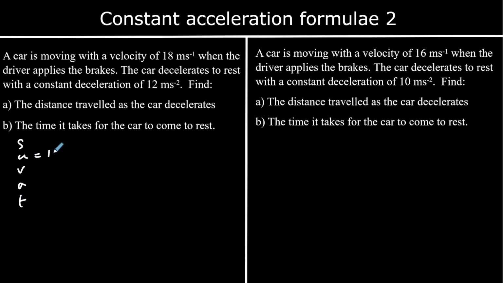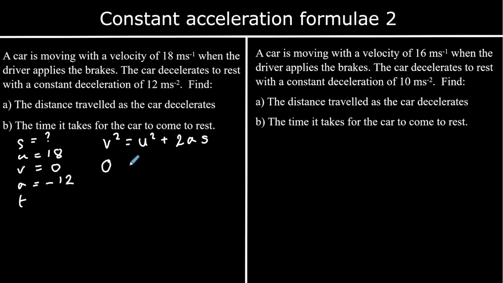The initial velocity is 18. It decelerates to rest, which means the velocity goes down to 0, and it's got a deceleration, so negative acceleration, of 12. What is the distance traveled? So we want to link displacement, initial velocity, final velocity, and acceleration, the one without t, which is v squared equals u squared plus 2as.